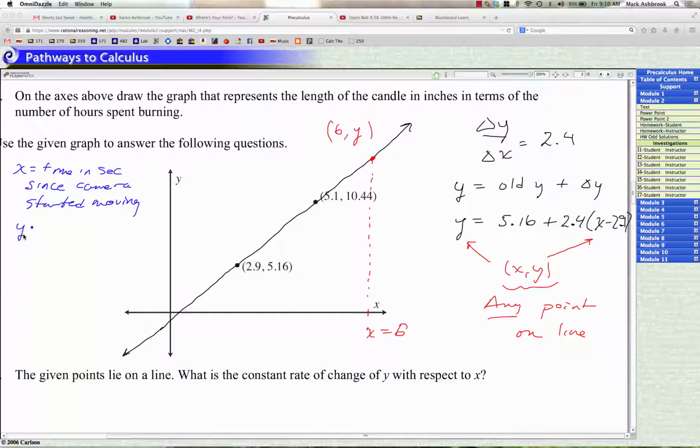And y is going to be the distance in meters to the right of the left basket.